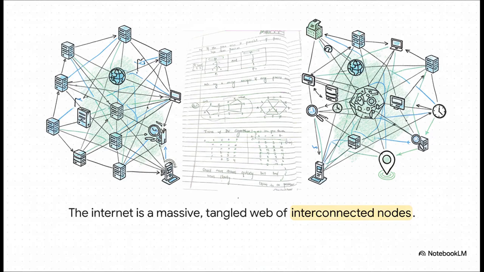So I want you to picture the internet as this absolutely massive, tangled web of computers and routers. To get from your screen to a server halfway across the world, your data needs a kind of digital GPS to find the shortest, most efficient path available in that exact moment.